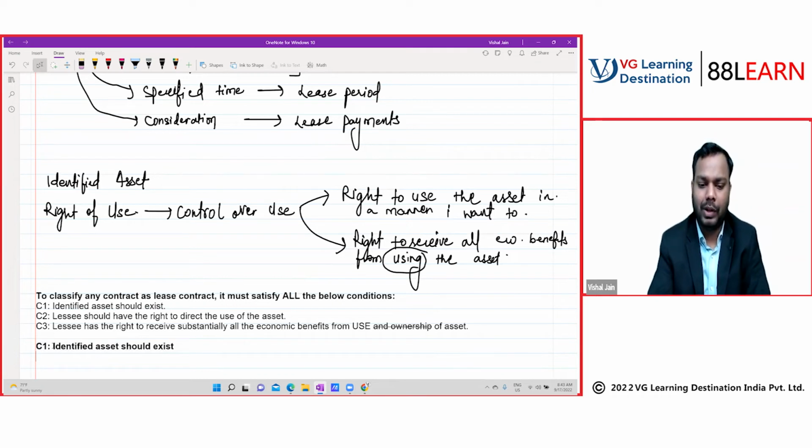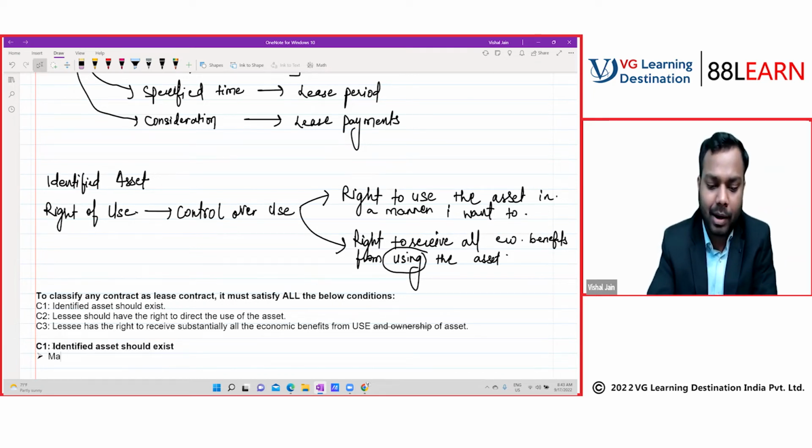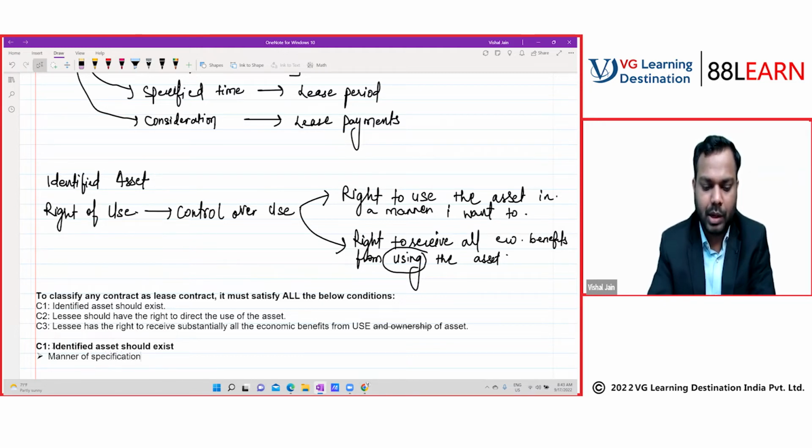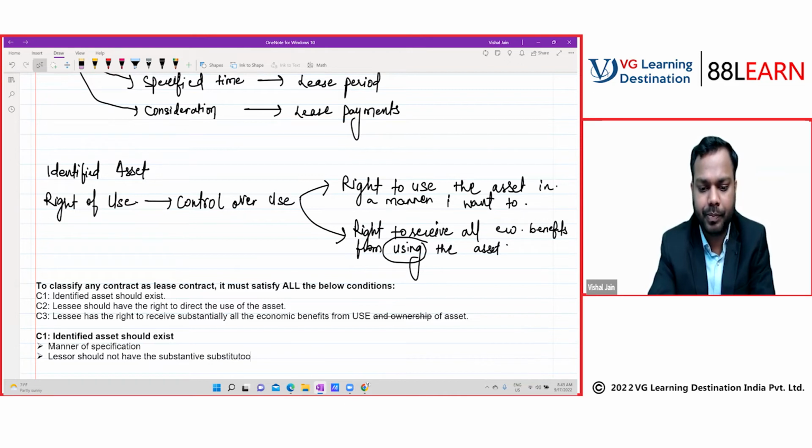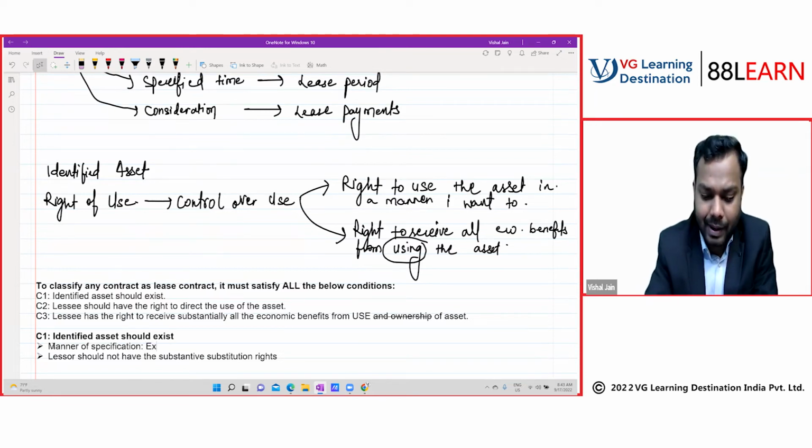For this, it says two things. One is manner of specification. Another is that the lessor should not have substantive substitution rights. Now, what is the meaning of this? Manner of specification: it says the asset can be either explicitly or implicitly specified in the contract.